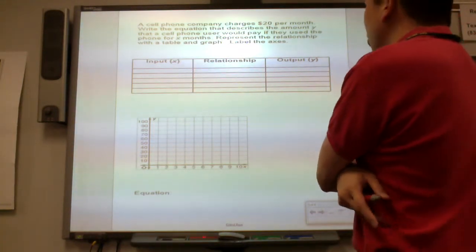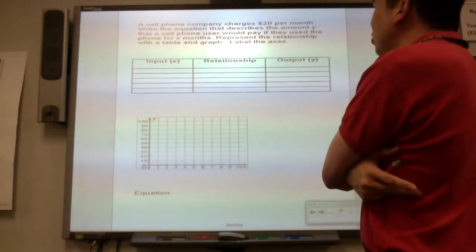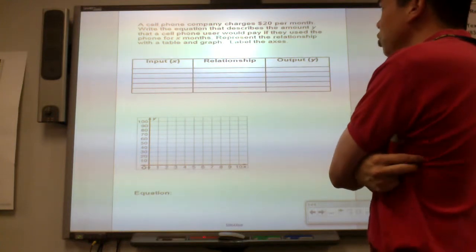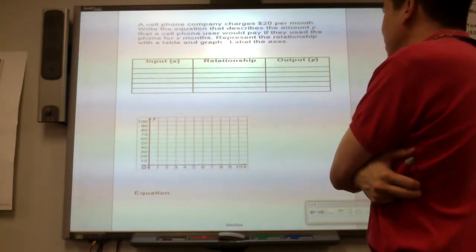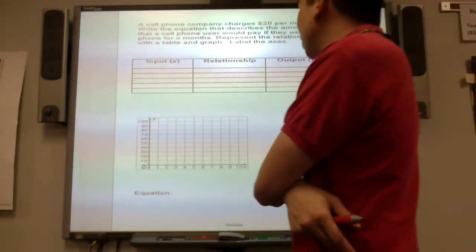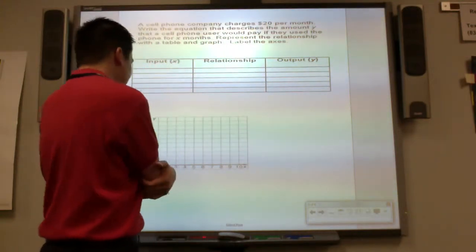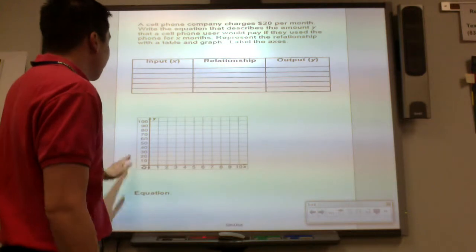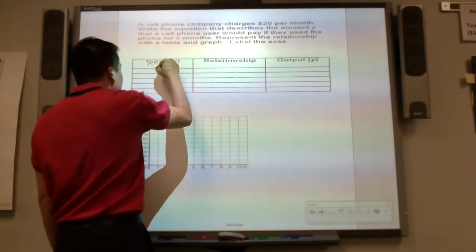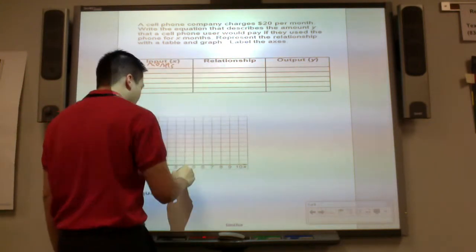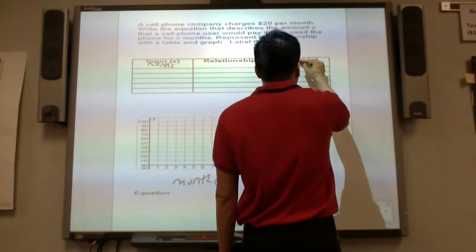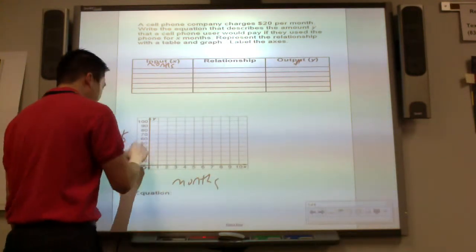A cell phone company charges $20 per month. Write the equation that describes the amount that a cell phone user would pay if they use the phone for x months. Represent the relationship with a table and graph. Label the axis. So we know input is down here, output is here. Months is this, so that's months. And this is dollars.